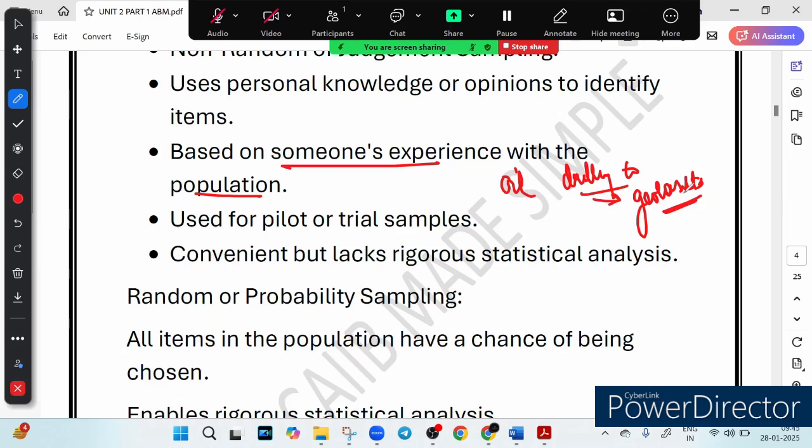Or suppose a city newspaper is planning to launch a new edition, they might do a pilot test on a selected group of readers to gauge the response. But here is the catch. While judgment sampling is more convenient and quicker, it is not as representative of the entire population. This makes it harder to draw conclusions that apply to everyone, obviously, because you are taking decisions based on the experience of a few individuals. It might be that it is not liked by all the individuals. So judgment sampling is more convenient and quicker, but not as representative of the entire population, which makes it harder to draw conclusions.